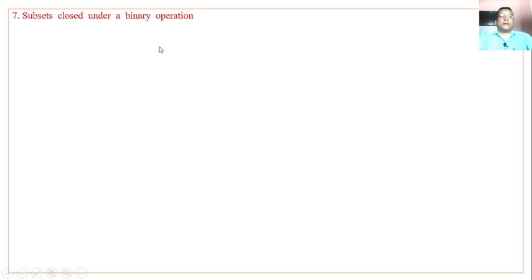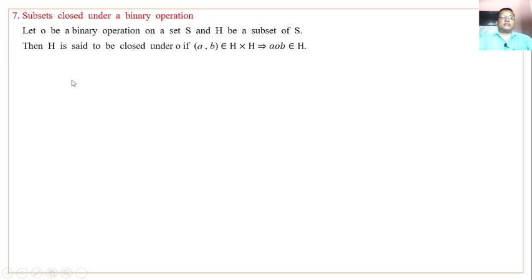Subsets closed under a binary operation. Let O be a binary operation on a set S and I be a subset of S. Then I is said to be closed under O if A, B belongs to I implies A O B belongs to I. That is, I is closed if the operation on any two numbers of I always returns a number in I.